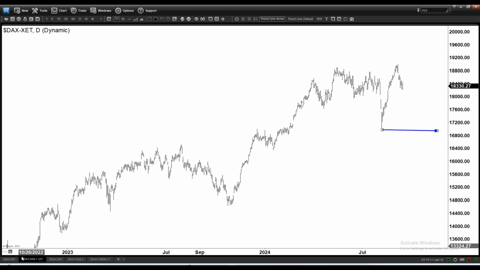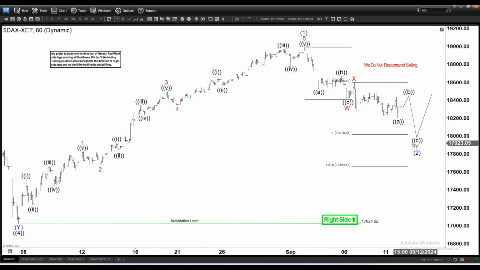And if we can see a bit more downside, then this will be the 100% extension of the WXY here, which potentially can see support in this area, 18018, 17659. But I think the key level is actually the August low, 17024.